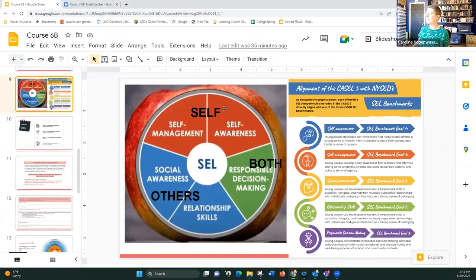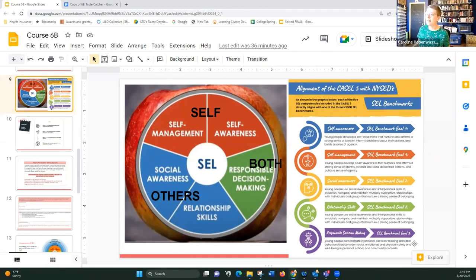Thank you. Okay. So we have our circle and we have our alignment to the benchmarks. So these first two align with the red. The second two align with this blue, where young people are using social awareness and interpersonal skills to establish, navigate, and maintain mutually supportive relationships. And then last, we have the third benchmark, which is that young people demonstrate intentional decision-making skills and behaviors that consider social, emotional, and physical safety and well-being in personal, school, and community contexts.